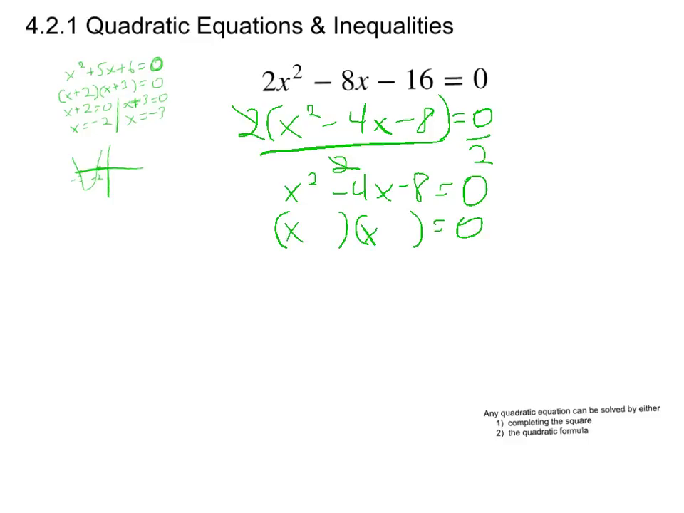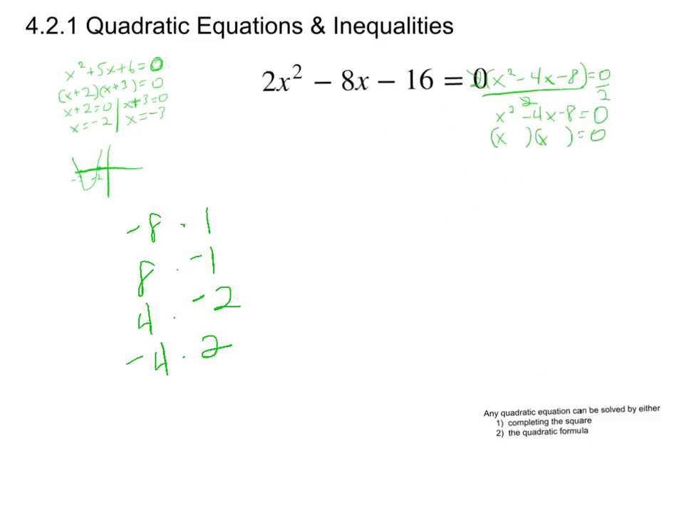We need an x and we need an x, and we have to think of two numbers that multiply to be negative 8, but add up to be a negative 4. Now let's see, what do we got? We have a negative 8 times 1. We have an 8 times a negative 1, we have a 4 times a negative 2, or we can have a negative 4 times a positive 2. And in all honesty, those are all our choices for negative 8, and none of these will add up to be negative 4, so this doesn't factor nicely. What do we do? Well, that's when we go to either completing the square or quadratic formula.